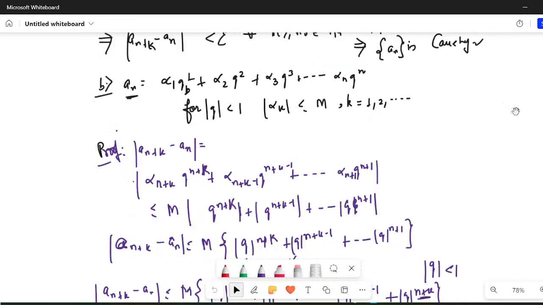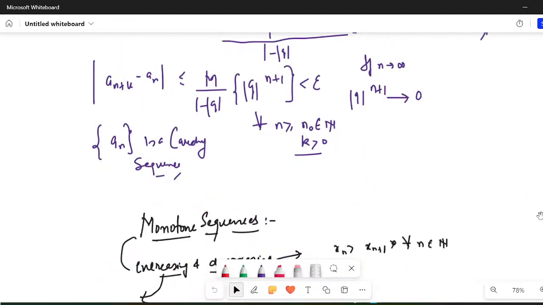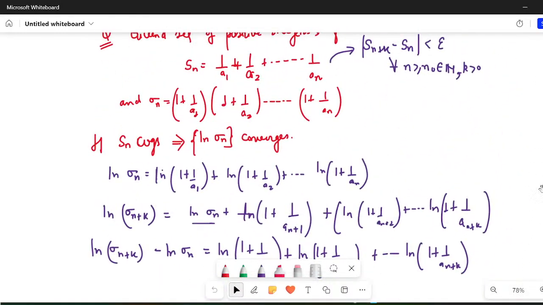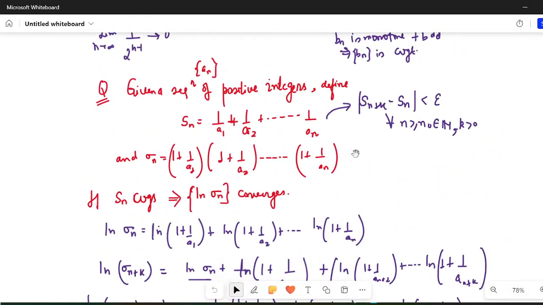Sorry for the interruption, because somehow the network went. So until now it is quite clear, and I'm already stating that modulus of Sn plus k minus Sn is less than epsilon.